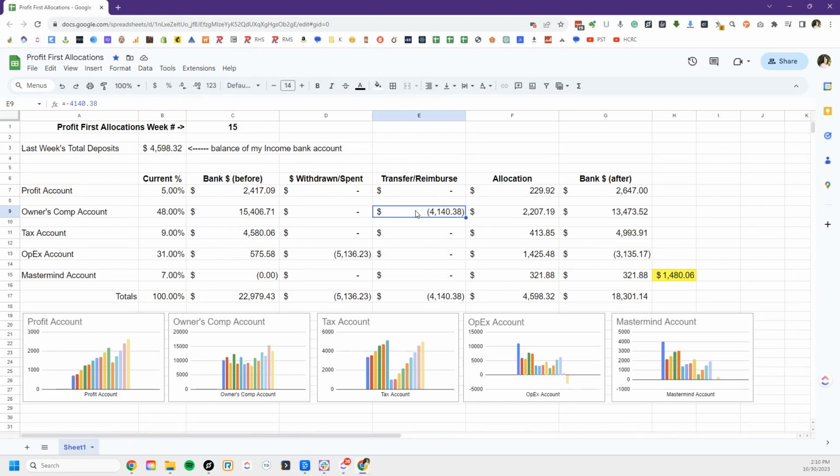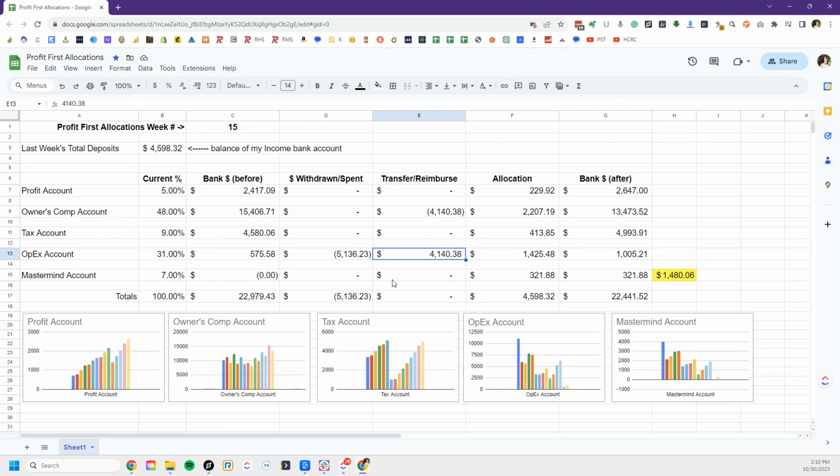And so that comes out of my owner's compensation account, and I'm going to transfer this amount into my OPEX account. So initially it looked as if my OPEX account would be overdrawn, but that's not really true, because I already had the money for my portion of payroll set aside in the owner's comp account.